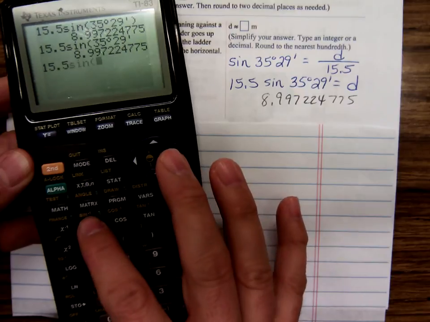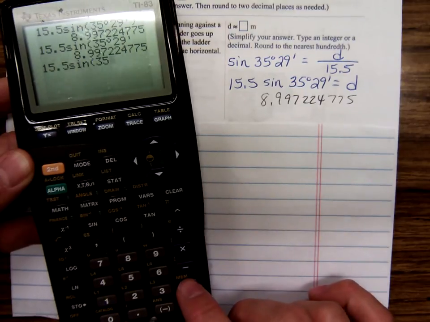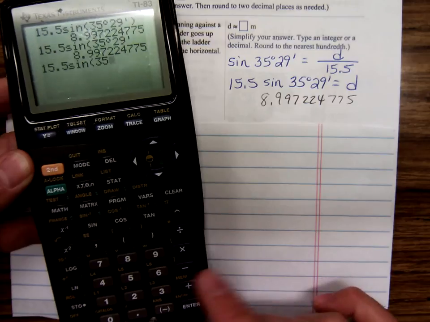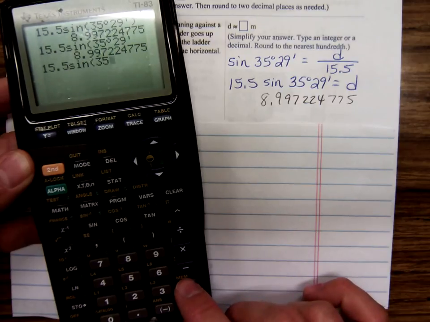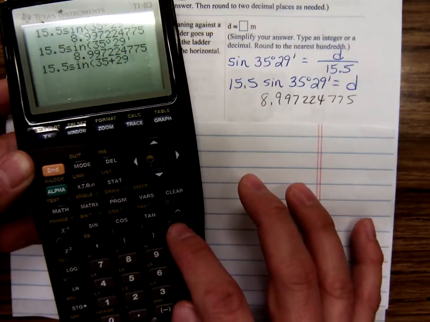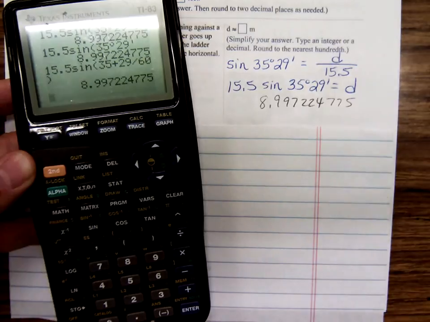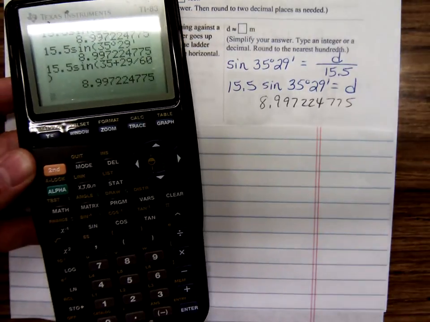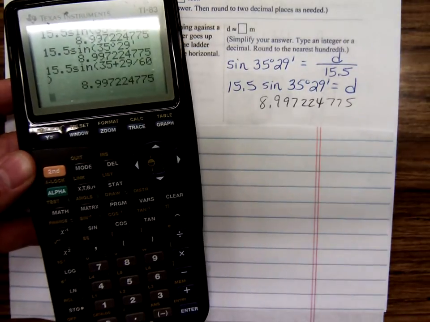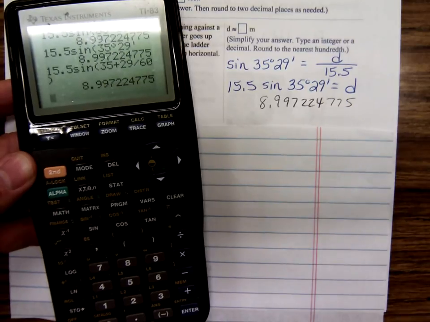Now we're just going to convert the 29 minutes to degrees by saying plus, minutes divided by 60. Just like if you were converting hours. So, two ways you could enter those degrees and minutes. Either way, you're going to get the same answer.